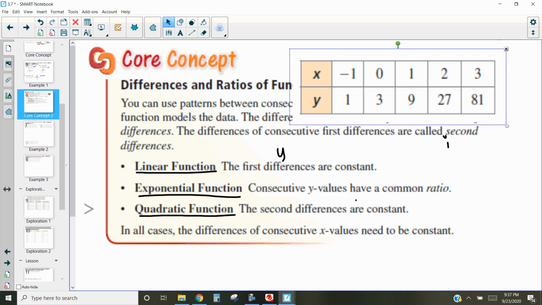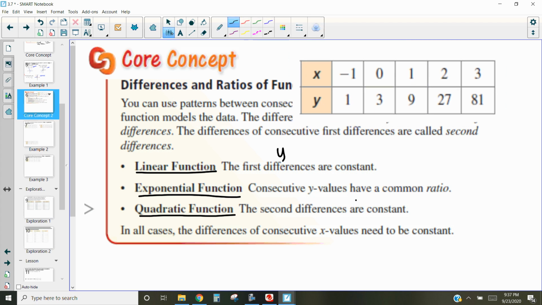So what we're talking about is we're looking at the difference in our y values here. And depending on what that difference is, if they're a constant number, then it's going to be a linear function. So as we look at this, does it look like it goes plus 2, plus 2, plus 2? If it looks like we're adding those plus 2, plus 2, plus 2, then it's a linear function. The difference is constant. It is going to be an exponential function if they have a common ratio. So what that means is if my y values seem to be multiplying.